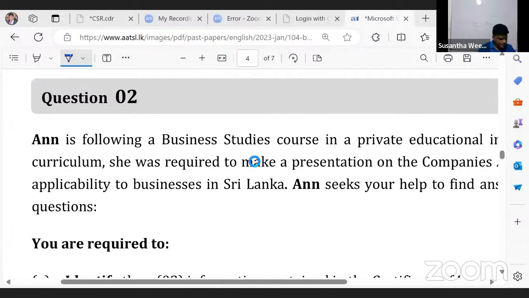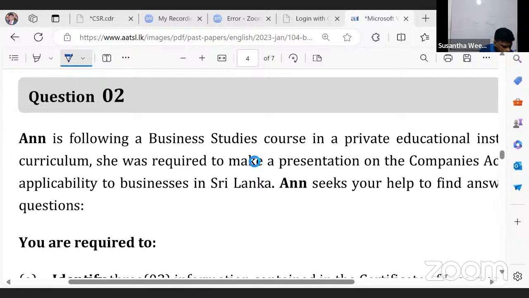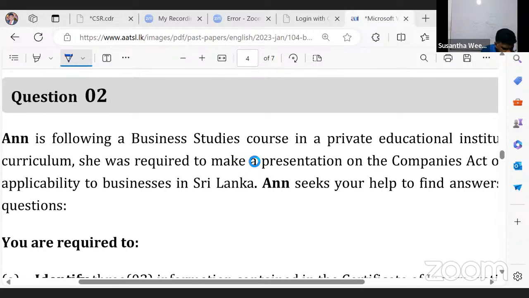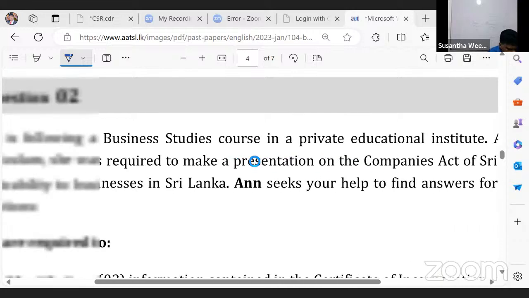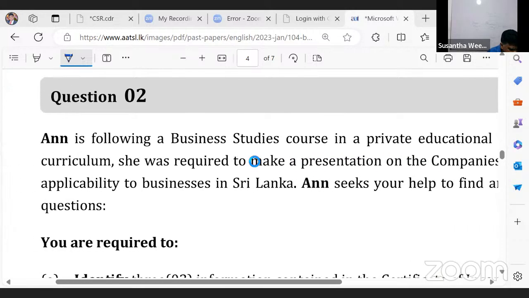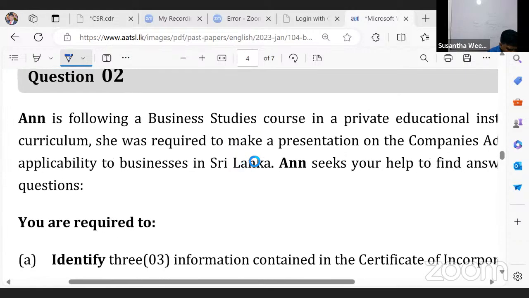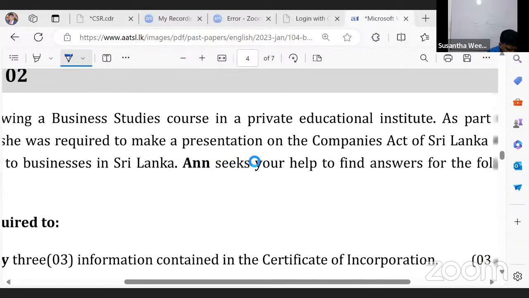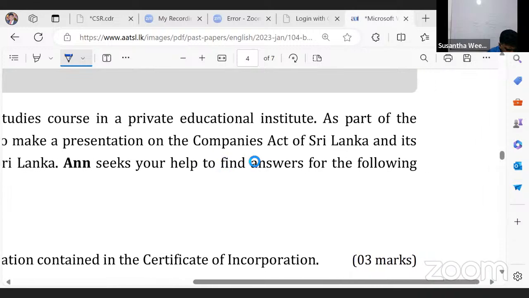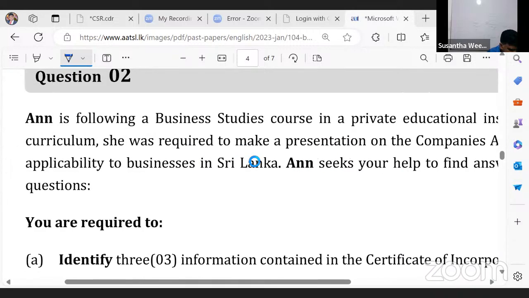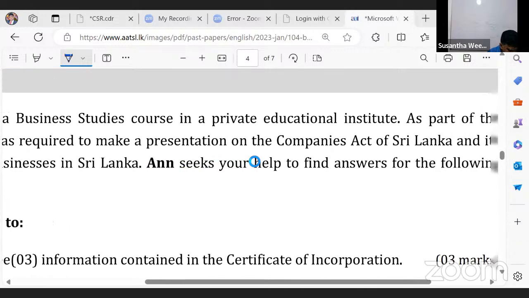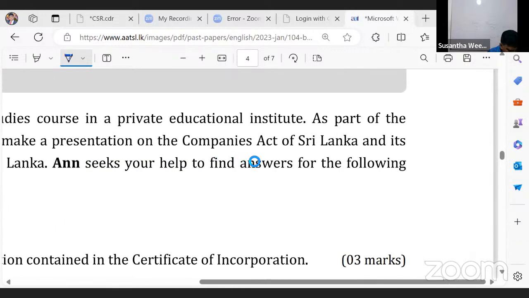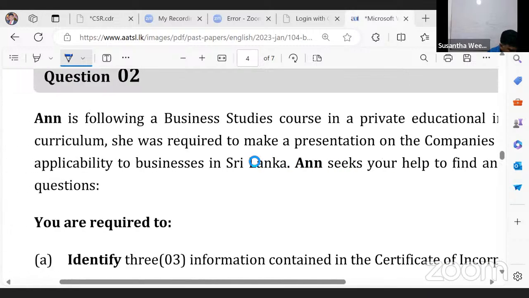Right. Now, essay type questions. Anne is following a business studies course in a private educational institute. As part of the curriculum, she was required to make a presentation on the Companies Act of Sri Lanka and its applicability to business in Sri Lanka, and seeks your help to find answers for the following questions.